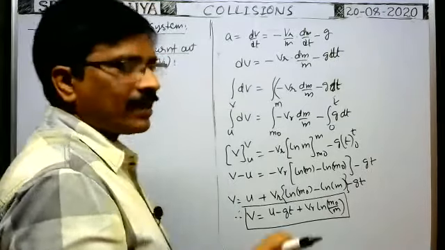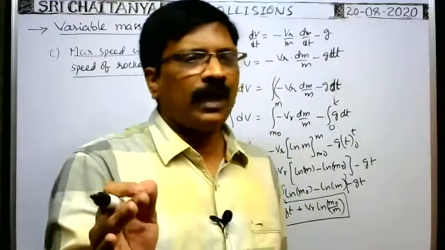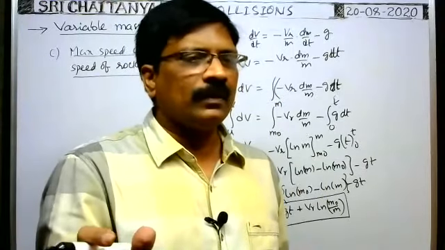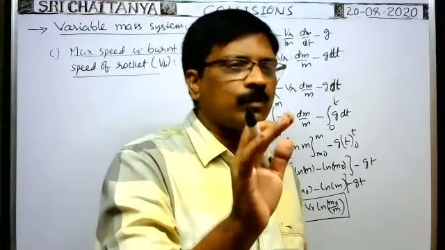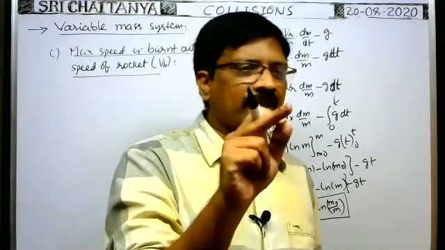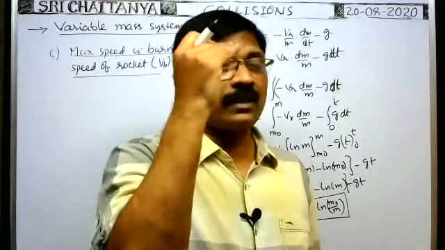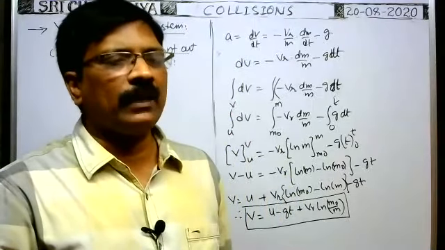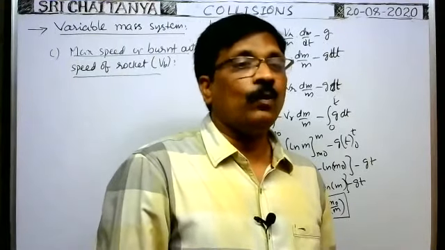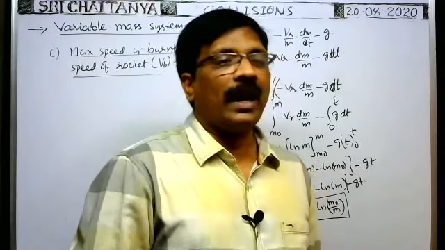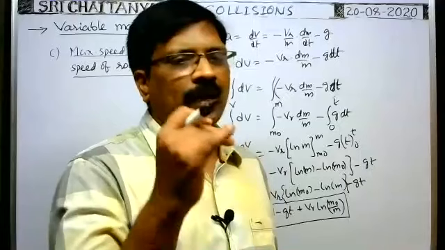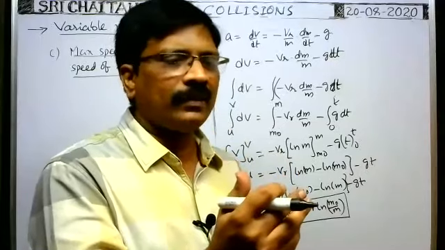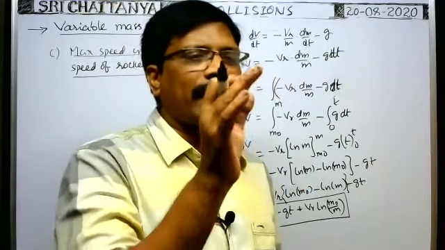Maximum speed means, as long as the hot gases eject out continuously with relative velocity VR with respect to the rocket, thrust acts on the rocket. Whenever thrust acts, the rocket accelerates. Whenever the rocket accelerates, the velocity goes on increasing. So the burnt out speed or maximum speed is reached until the thrust acts on the rocket. Up to what instant does thrust act on the rocket? Until the total fuel inside the rocket is exhausted.